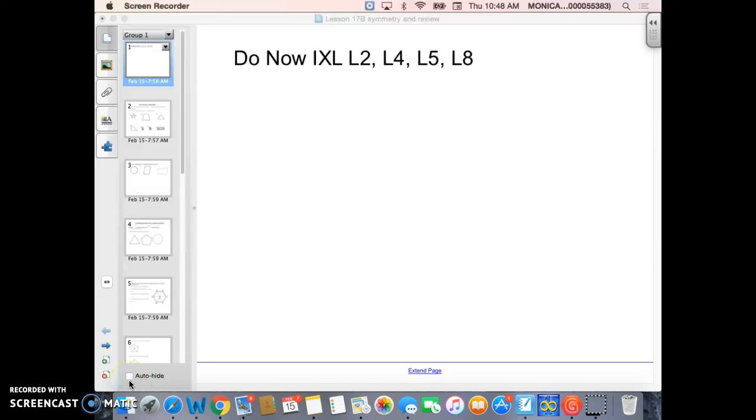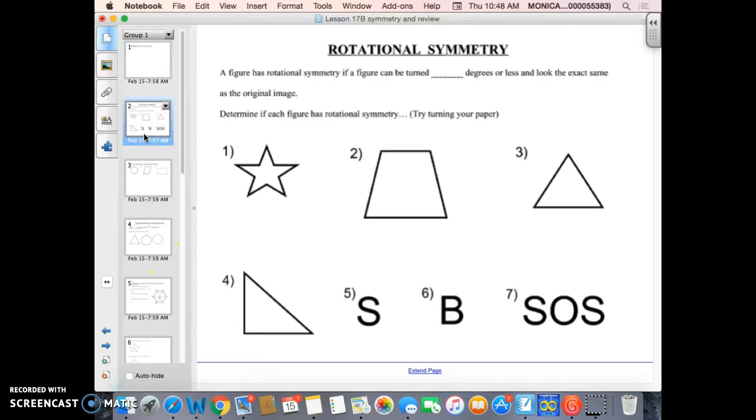Right, for your do now today, you should be doing IXL L2, L4, L5, and L8. It's all in geometry, and it'll help you review for the test on Tuesday. Here we go, rotational symmetry. This is the last thing that we're learning for the test. There is one question on it.